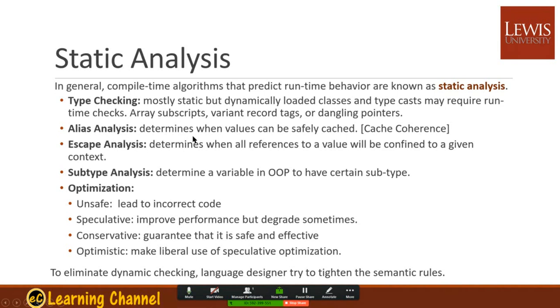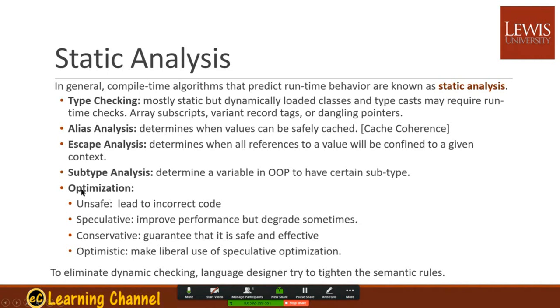Alias analysis determines when a value can be safely cached. Escape analysis determines when all references to a value will be confined to a given context. Subtype analysis determines whether a variable in OOP, object-oriented programming, has certain subtypes. Optimization, if unsafe, can lead to incorrect code. Speculation is used to improve performance but sometimes degrades it.